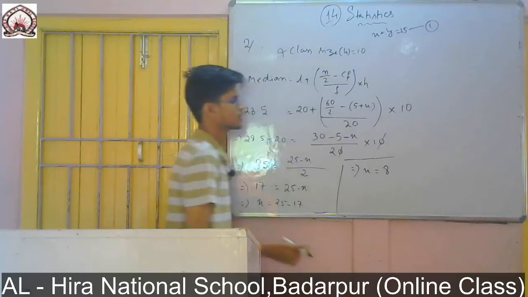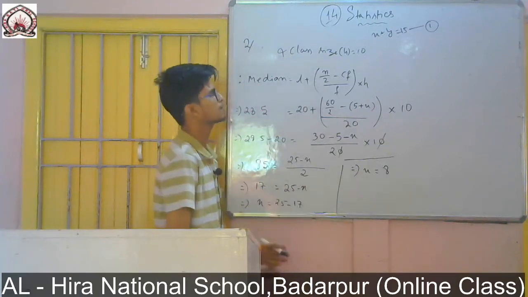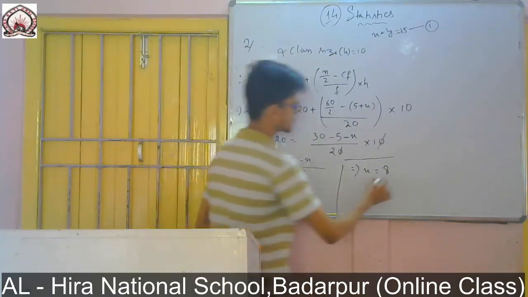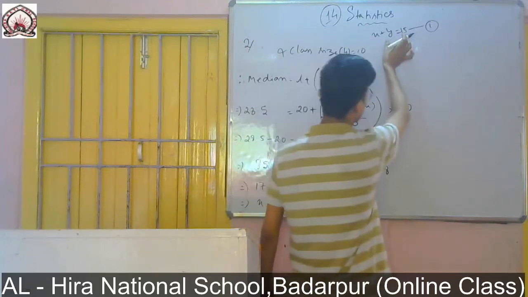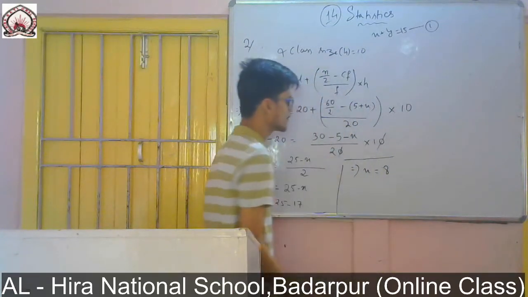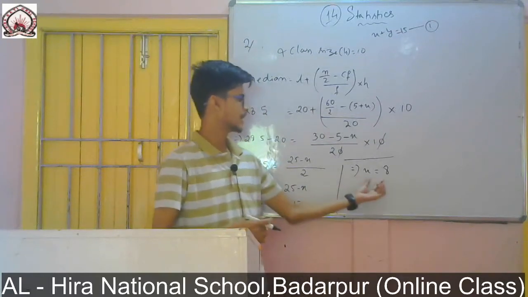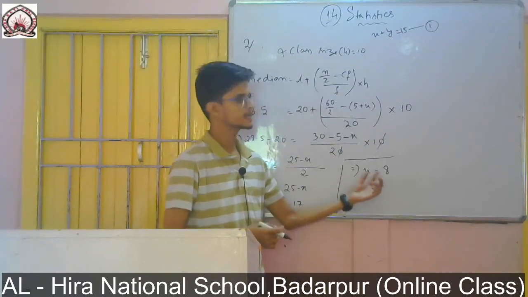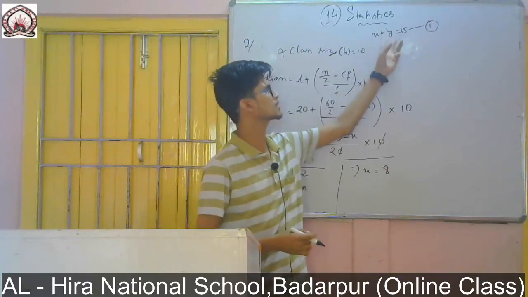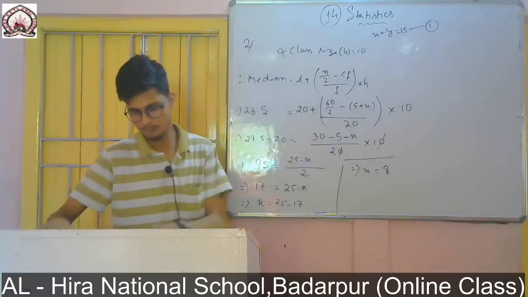So question is not to find only the x, question is to find y also. So if I substitute this value in this equation, then I will get the value of y. Question is to find both x and y. So you see, I have got the value of x is equals to 8. So if I substitute this value in equation number 1, I will get the value of y.